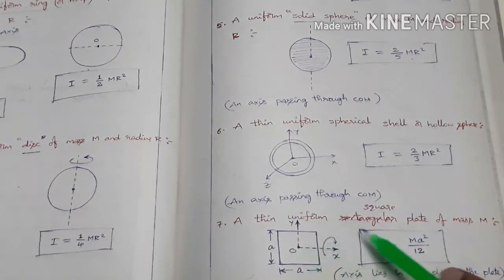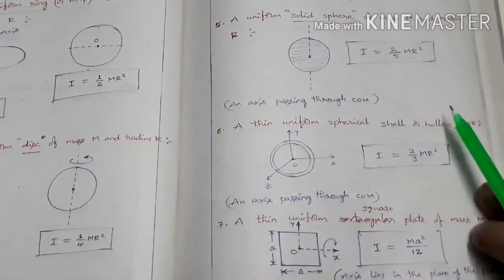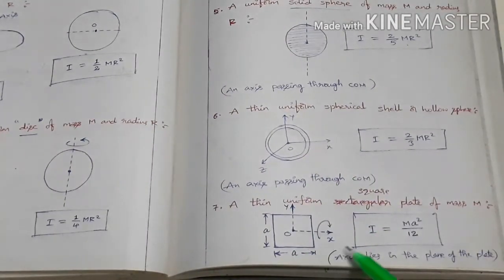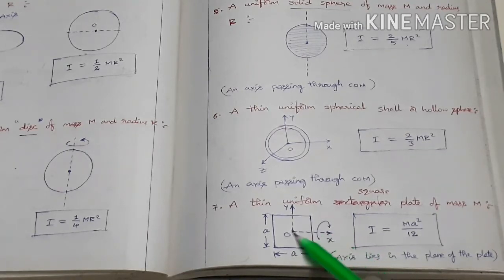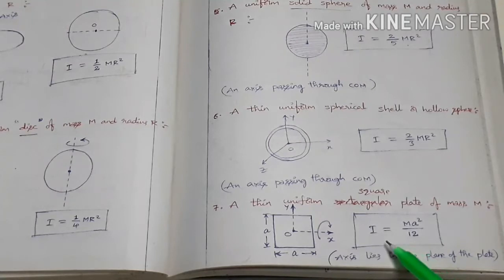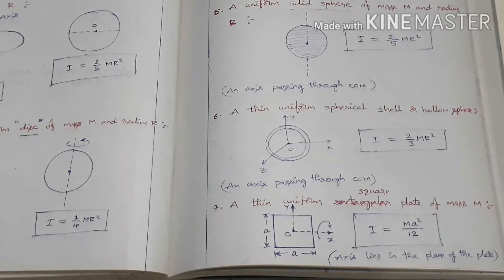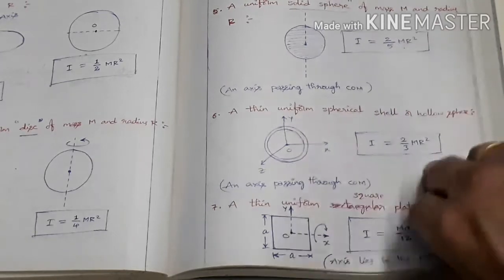So next one, a thin square plate of mass M. This is a square plate of side A here. So this is the axis. The axis is lying in the plane, passing through its center of mass and cutting the edge in the normal direction. So in this case, I equal to M A square by 12. See, it is cutting this length. What is the length of this rod here? This is A. So remember in that way, I equal to M A square by 12.